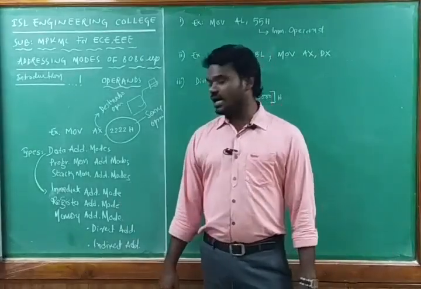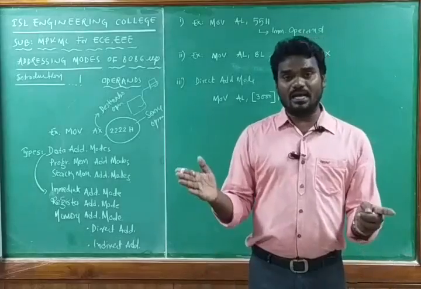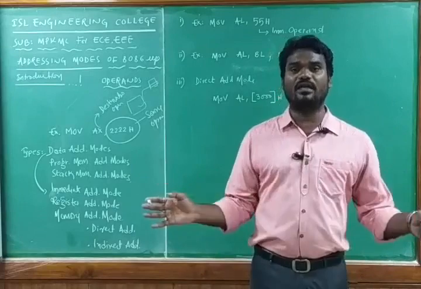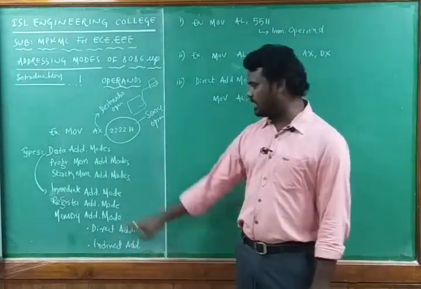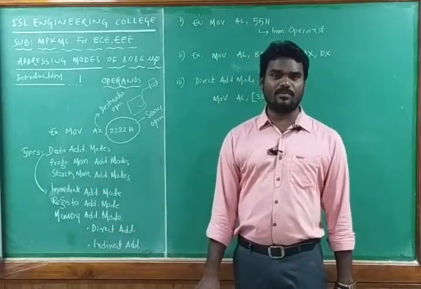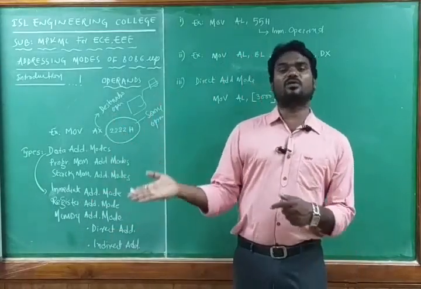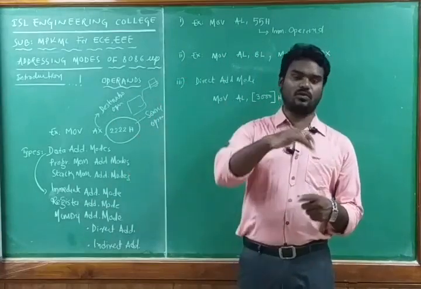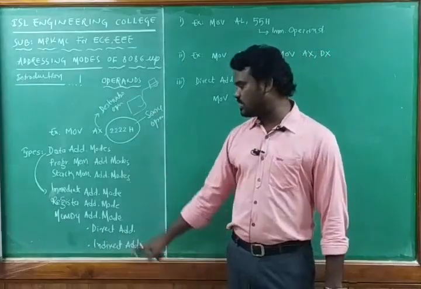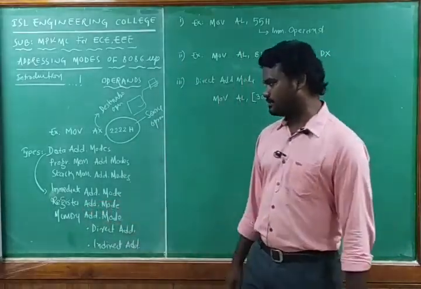The next one is register addressing mode. That means the data can be transferred, or the operands can be moved, between two registers. Here it is register to register addressing mode. For example, we have some data in register 1 and we want to transfer it into register 2. It is a register to register data transfer. So this addressing mode is called register addressing mode.